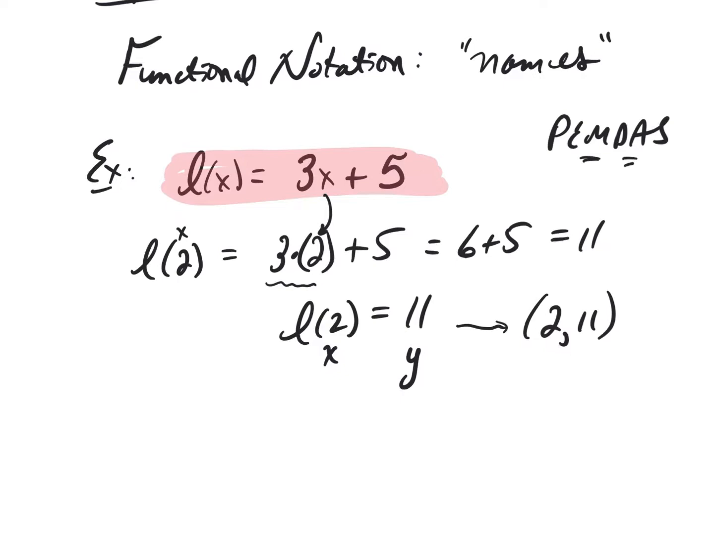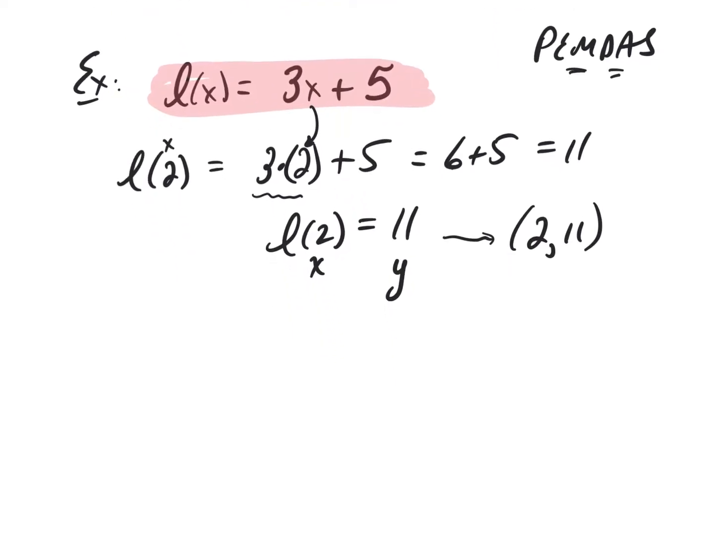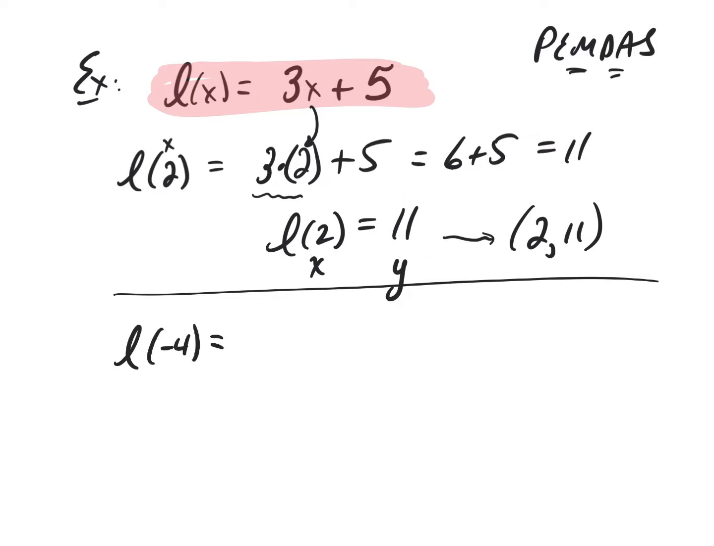All right, I'm going to slide the screen up a little bit and use the same function just to do another problem. So in this case I might ask you to do something like L of negative 4. The idea is exactly the same. Everywhere we see a variable in the original equation, the original function, we replace it with a negative 4. So again, back up. Everywhere we see an x, we replace it with negative 4. Again, I'm asking you to put in negative 4. So everywhere you see that x, you replace it with that number.